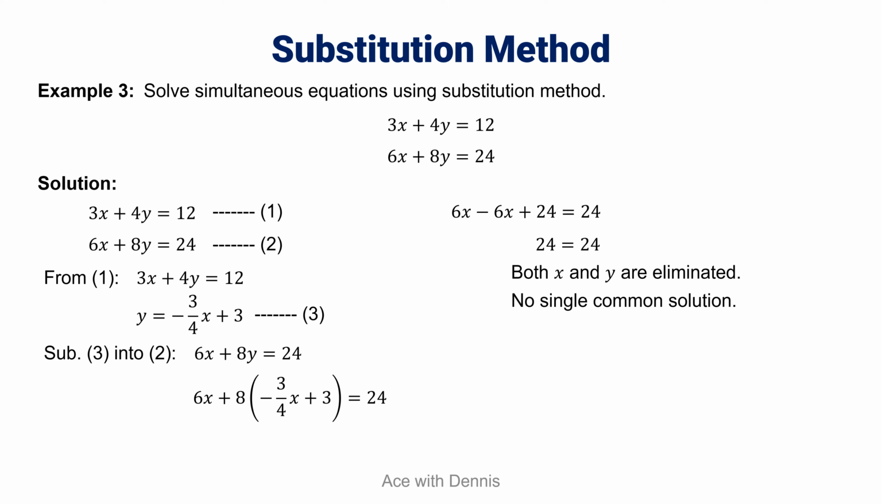So I can say that there is no single common solution. Why do I say so? Because as you can see, comparing example 2 and example 3, it is very difficult to tell if it is no solution or it has unlimited solutions. So I can only say that we don't have any single solution here.